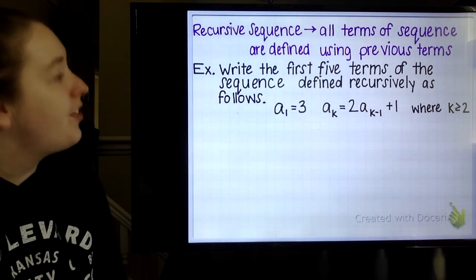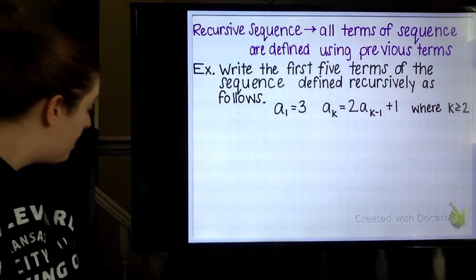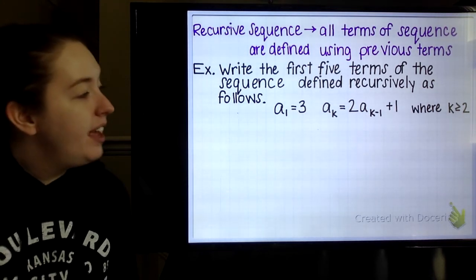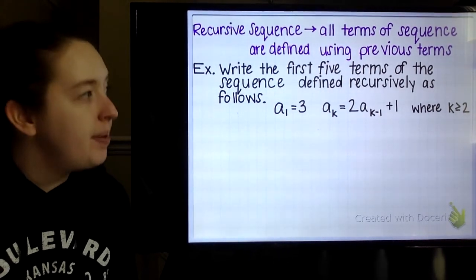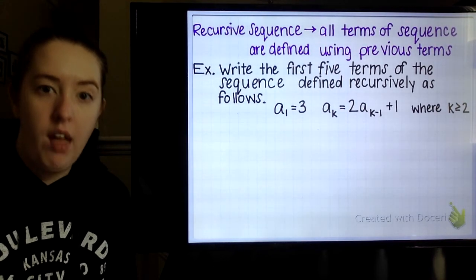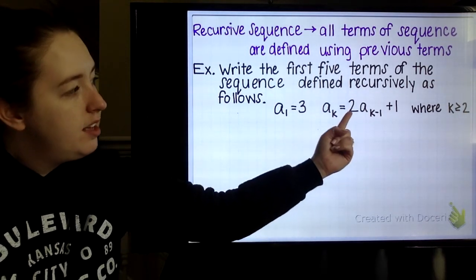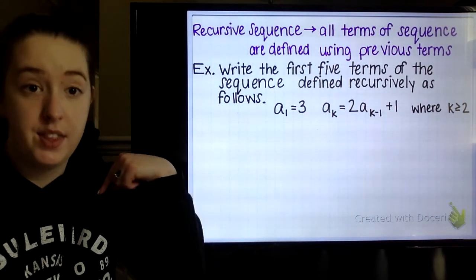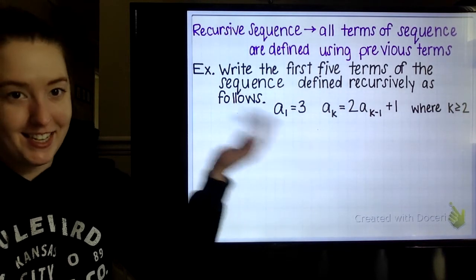Anyways, so we want to write the first 5 terms of the sequence, defined recursively as follows. a sub 1 equals 3, and a sub k equals 2 times a sub k minus 1 plus 1, where k is greater than or equal to 2. Basically, here's what they're saying. Here's the first term. You're going to take that term, double it, and add 1 to it. That's how you get the next one. Then you're going to take that term, double it, add 1 to it. That's how you get that term.